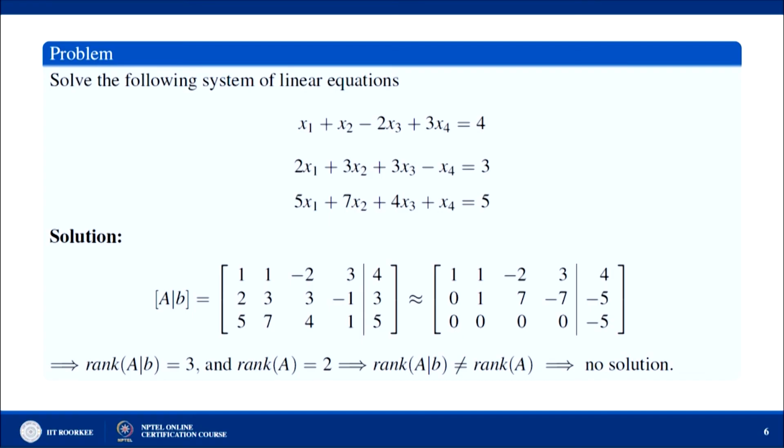Now, let us discuss the second problem. The second problem again has 4 unknowns and 3 equations. So, how can we solve this problem? Again we will find the augmented matrix, convert it into the echelon form, find the rank of A and the rank of the augmented matrix, and then we can see whether the system is consistent or inconsistent. So, let us discuss this example also.